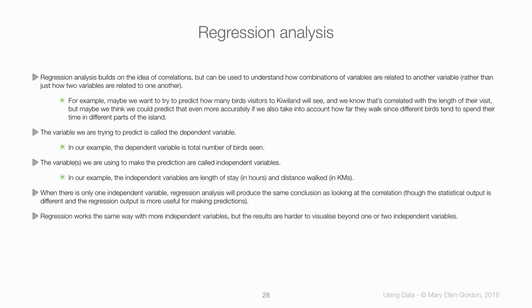Regression works the same way with more independent variables, so we can go 2, 3, 4, 27, even more. But obviously it's harder to visualize beyond one or two independent variables, which is why our focus here has been on the smaller numbers of variables.